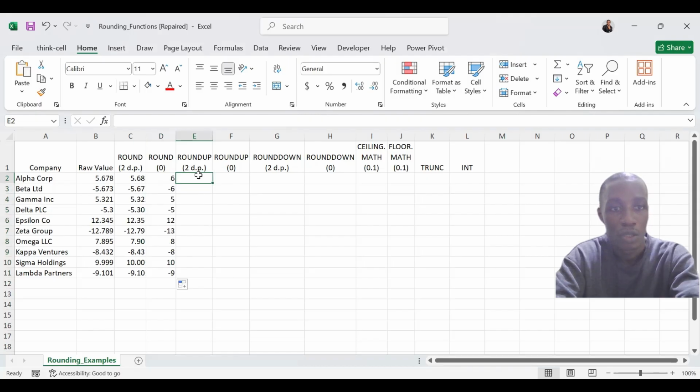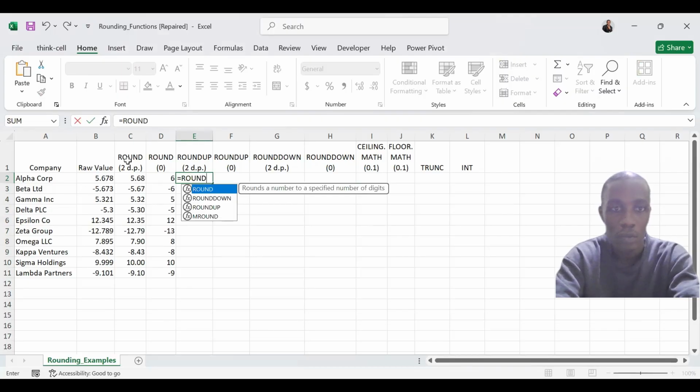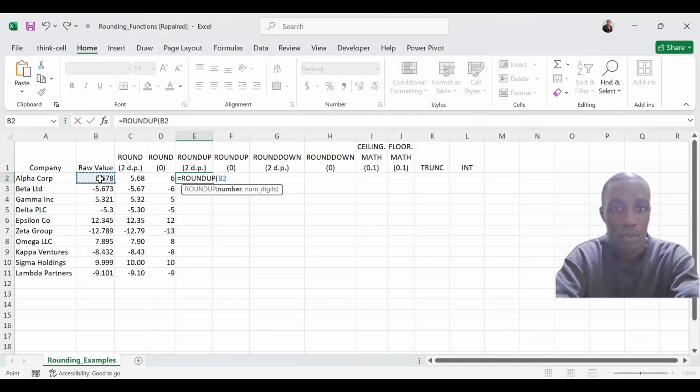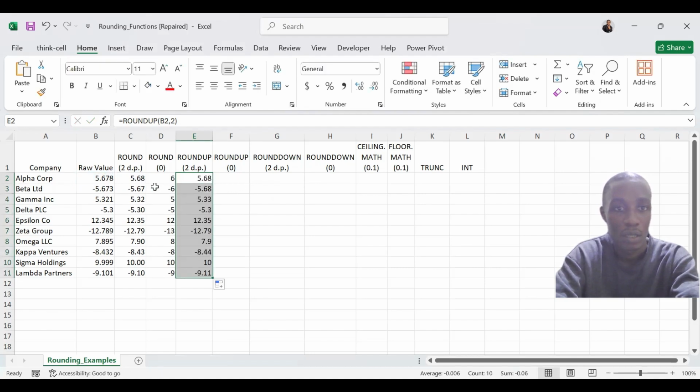Now, for our round up function, it performs a different kind of analysis from this round. So if we enter round up, you can see what it does here. It rounds a number up away from 0. Okay, so whether the number is a positive number or a negative number, it is going to round it away from 0. So if we try this our raw value and we want to round to 2 decimal places, remember it rounds it away from 0. So the negative values will be rounded away from 0 and the positive away from 0. So you can see that the same thing takes place here, okay, but it rounds it away from 0, as you can see.